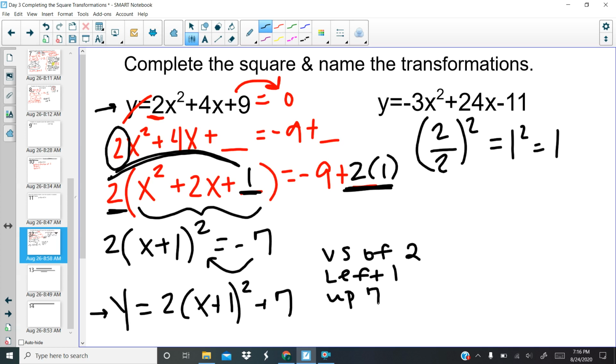So, basically the only difference in this one is that you factor the a value, so that 2, out to the front after you move the constant over. And then whenever you're working with the blanks, just make sure that you multiply the blank on the right-hand side by that coefficient that you factored out to the front.